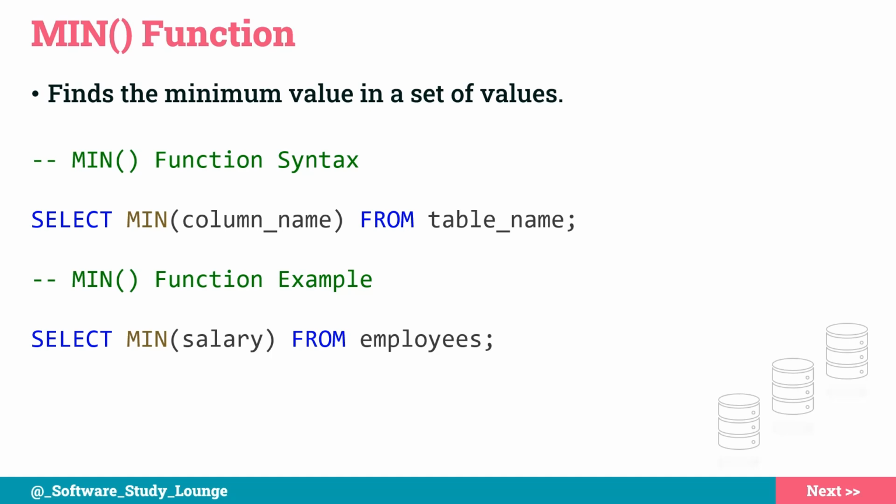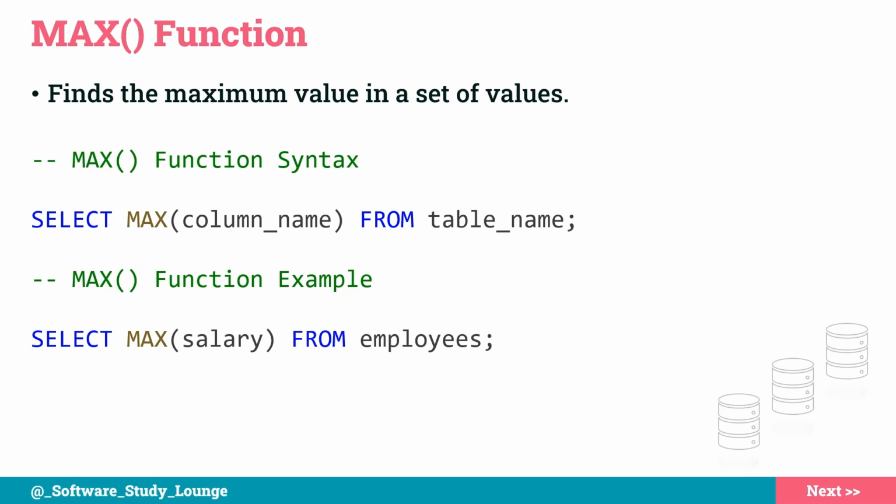The first function is the min function. It finds the minimum value in a set of values. The syntax of the min function is SELECT MIN(column_name) FROM table_name. Example: SELECT MIN(salary) FROM employees. This line returns the minimum salary of the employees.